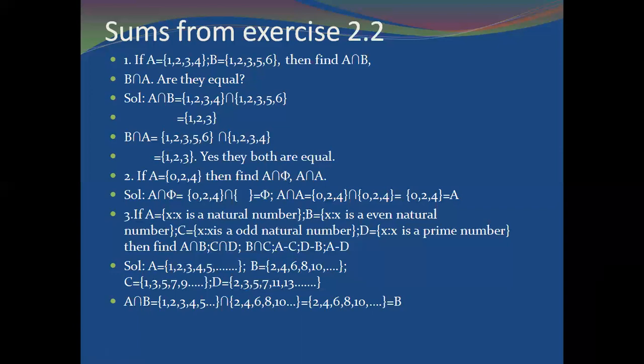D is equal to the prime numbers. So 2, 3, 5, 7, 11, 13, etc. So A intersection B is what? 1, 2, 3, 4, 5, etc. and 2, 4, 6, 8, 10, etc. In both, the common elements are 2, 4, 6, 8, 10, etc. That is nothing but set B.